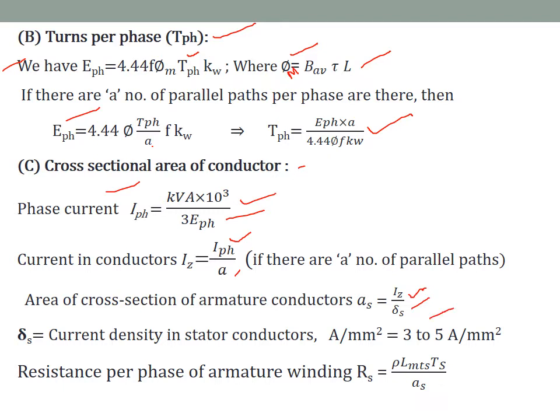That is the current density. Finally, the resistance per phase of the armature winding Rs is equal to rho Lmt Ts, where Ts is the turns per phase, divided by the cross-sectional area. It will give the resistance per phase. And you can find out the copper loss also: 3 I square s Rs.